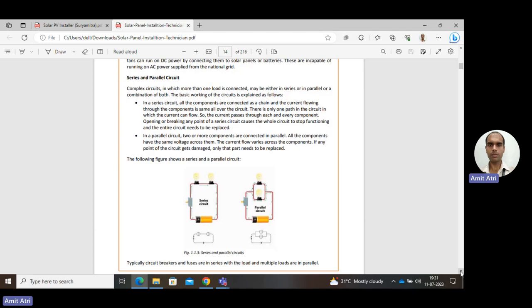On the other side, in a parallel circuit, both components are connected in parallel. How are they connected in parallel? The endpoints of both of these elements are connected to the same point, meaning the current is dividing between these two elements. So in a series circuit, the current is the same, and the voltage across both elements is different, whereas in a parallel circuit, the voltage across both elements is the same, but the current is different.